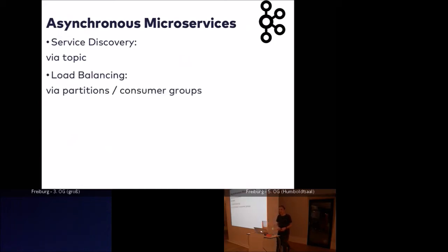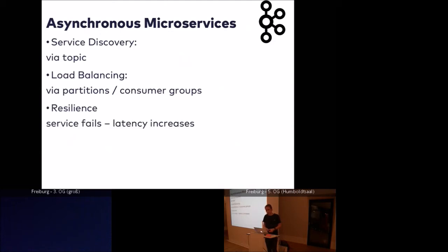Load balancing is done by the partitions and the consumer groups, and it guarantees that each message is just delivered to one consumer. Resilience, well, if one of the services fails, the data will be in Kafka, and it will be eventually read. It's just that it takes a little while longer, so the latency increases.